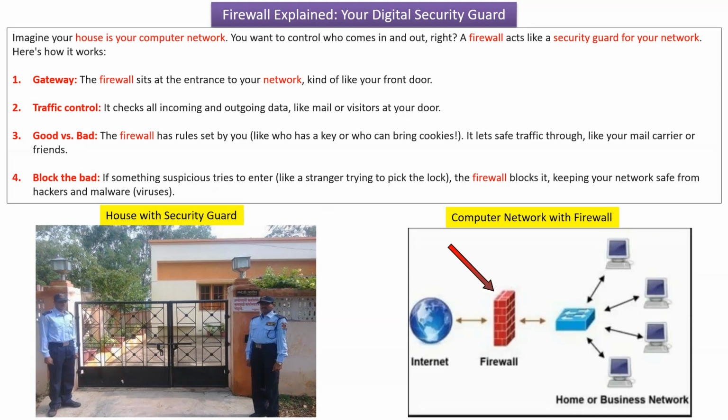First point is gateway. The firewall sits at the entrance of your computer network, kind of like your front door. The second point is traffic control. The firewall checks all the incoming data and all the outgoing data, like mail or visitors at your door. Third point is good versus bad. The firewall has rules set by you, like who has the key or who can bring the cookies. The firewall lets safe traffic through, like your mail carrier or friends.